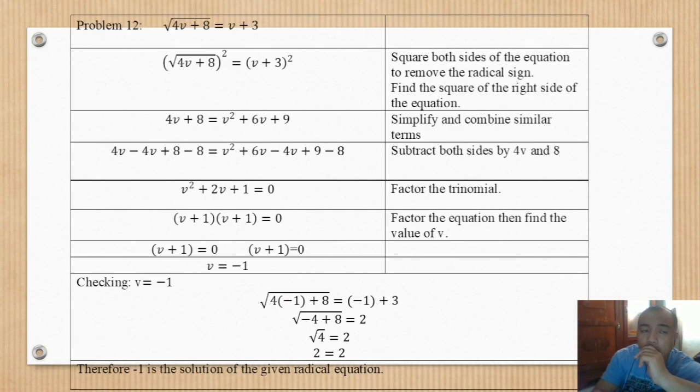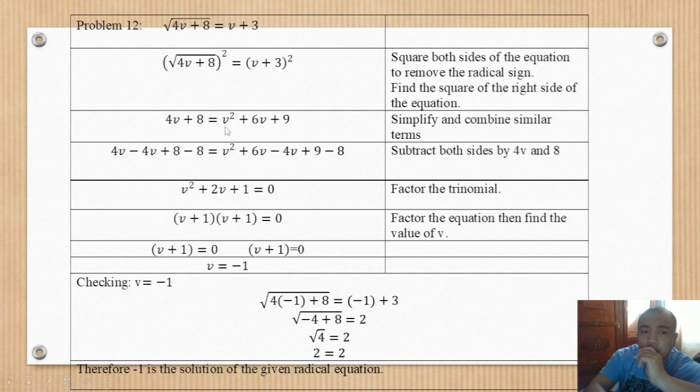Next, we have also problem number 12. Square root of 4b plus 8 equals b plus 3. So, square both sides of the equation to remove the radical sign. Find the square of the right side of the equation. Square root of 4b plus 8 squared is 4b plus 8. b plus 3 quantity squared is b squared plus 6b plus 9.